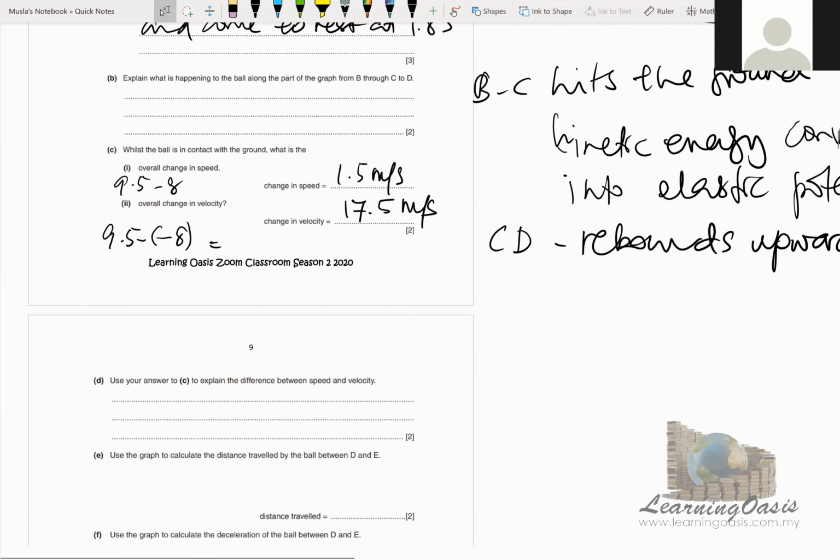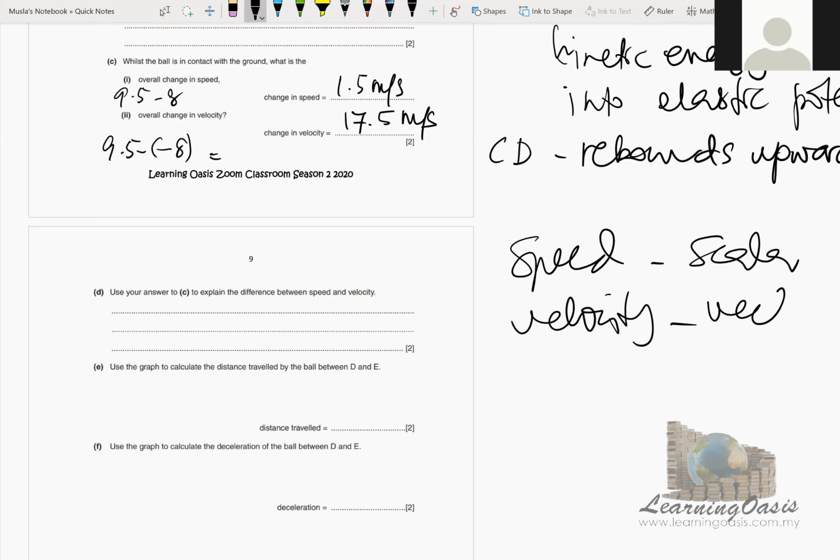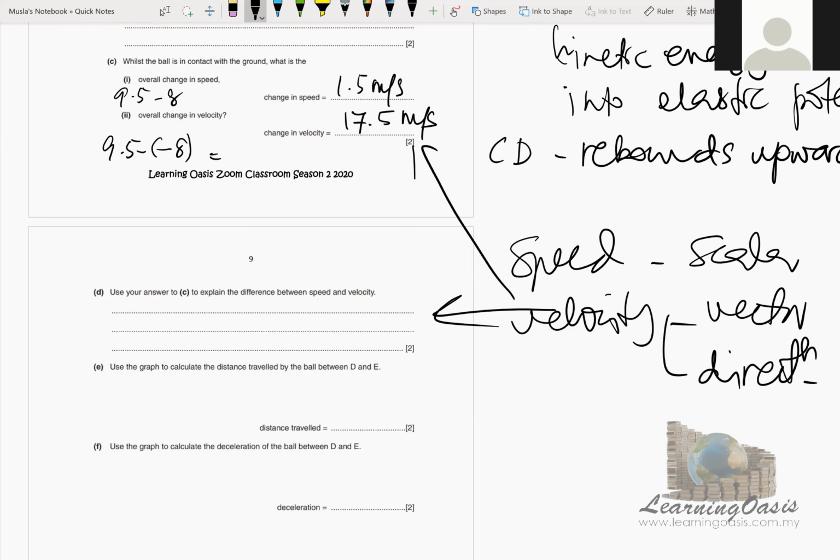Now use your answer to explain the difference between speed and velocity. If I ask just without referring to the ball, what is the difference between speed and velocity, everyone? Speed is a scalar quantity, while velocity is a vector quantity. With this knowledge, answer this based on this. So explain the difference between speed and velocity.